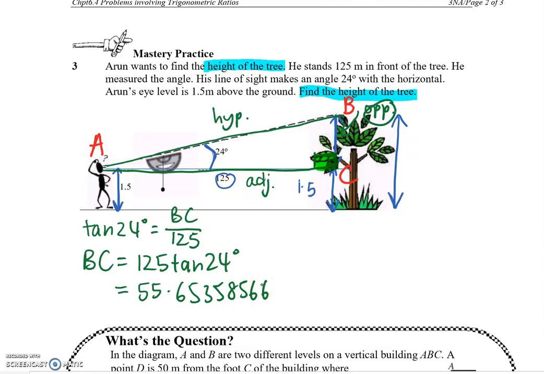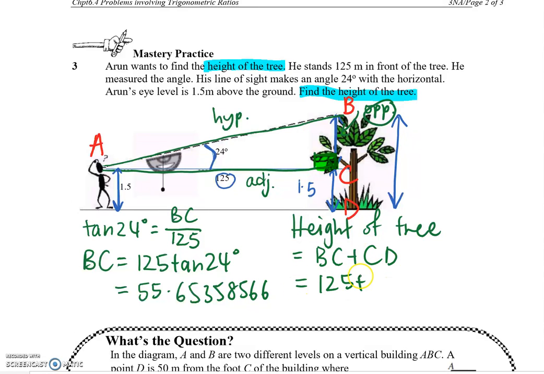55.65358566. Alternatively, you can choose not to press the calculator and not write this down first. When we find the height of the tree, that will give me this part here, BC, plus CD, where we call this point D. So BC plus CD: BC is 125 tangent 24 degrees, plus CD, which is 1.5 meters. When you add them up together, you will get 57.2 meters, 3SF.